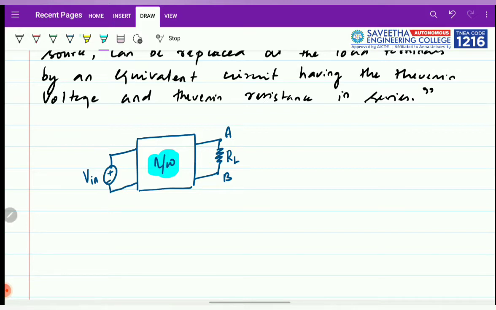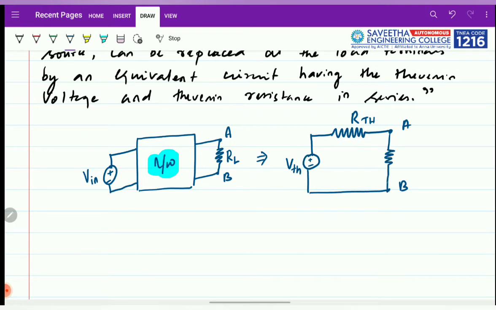So this circuit can be replaced by an equivalent circuit which will have an equivalent voltage source, named the Thevenin equivalent voltage, VTH, and a Thevenin equivalent resistance, RTH, across the load terminals A and B. Here I will have another resistance called the load resistance, and this is the load current which is flowing through it, and here also the load current. So any circuit like this will be fine.